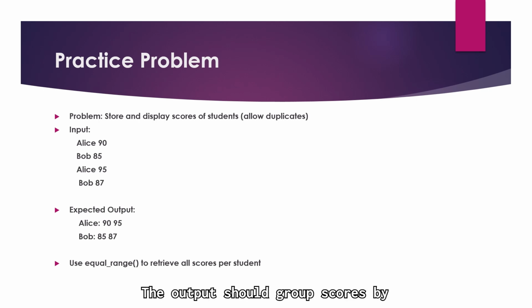The output should group scores by student. So for Alice, you would print 90 and 95. Use equal range to retrieve all the values for each student. This is a perfect real-world use case where multimap shines, grouping data efficiently and keeping it sorted.